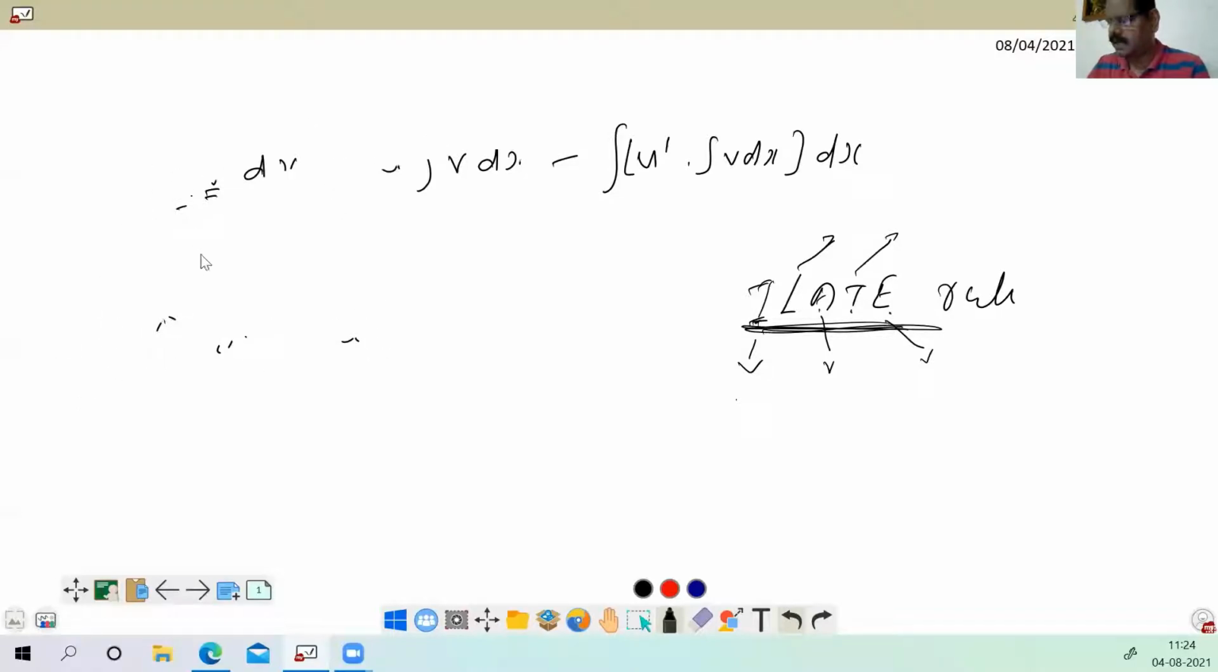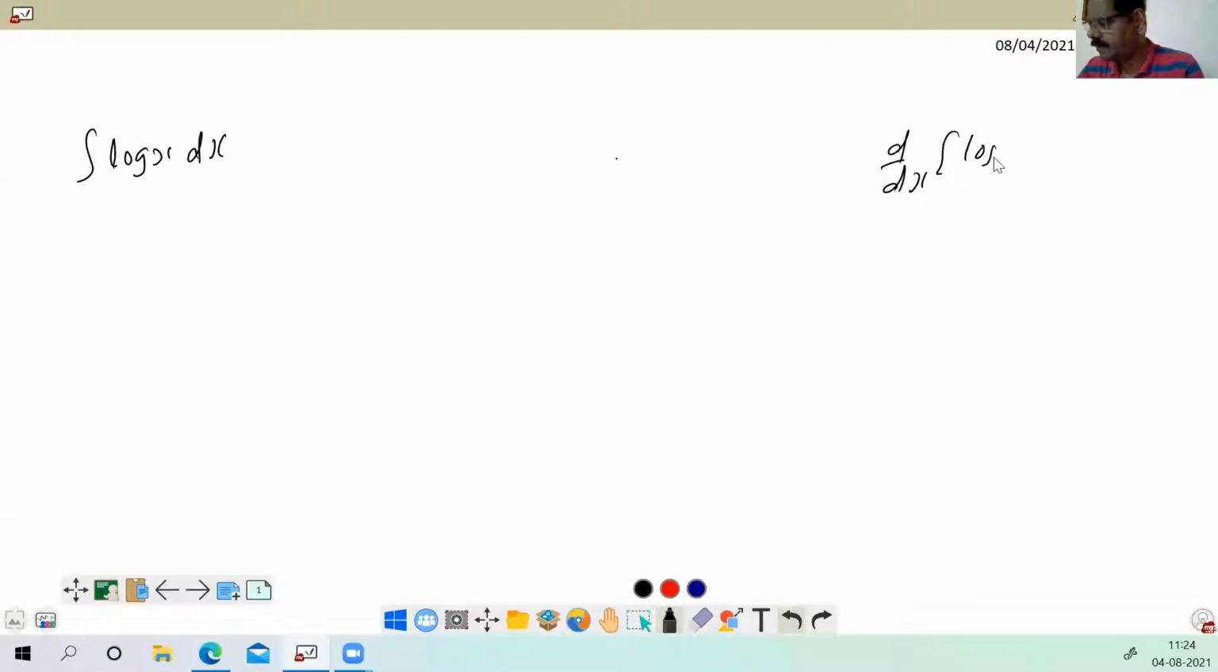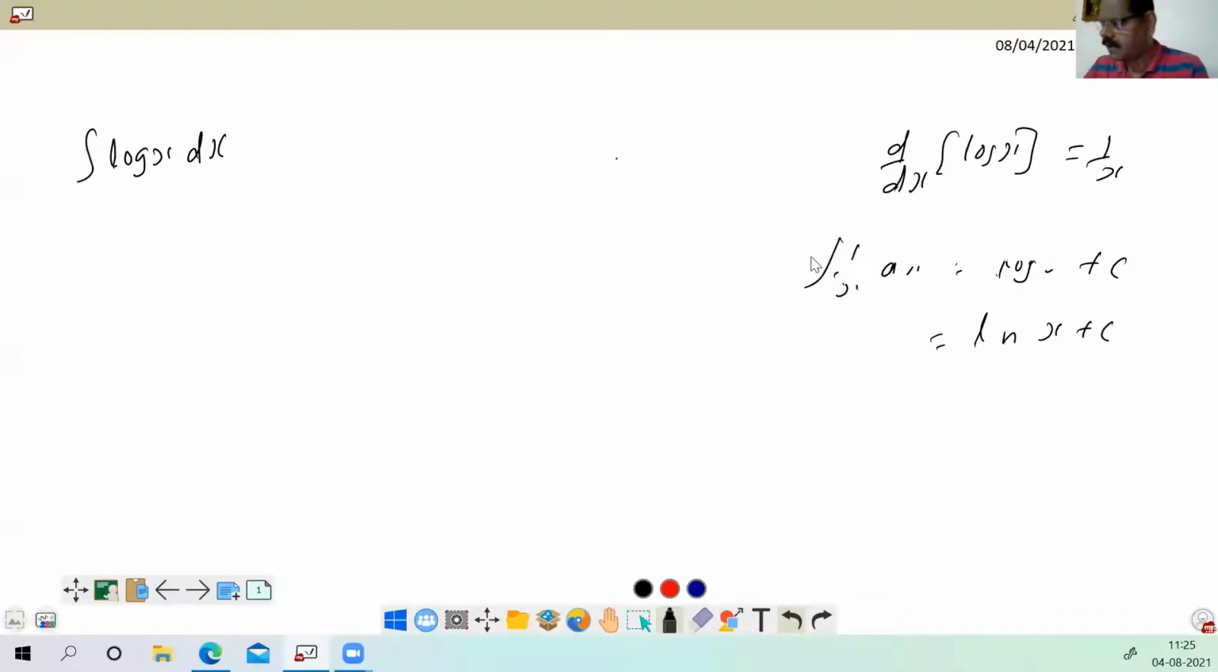First one is integral of logarithm function, integral log x dx. So there is only one function. Actually, integral log x is not a standard form. Derivative of log x we know, d by dx of log x is 1 by x. So integral 1 by x dx is log x plus c. This is natural logarithm, so we can write ln x plus c. But there is no standard formula for integral log x dx.